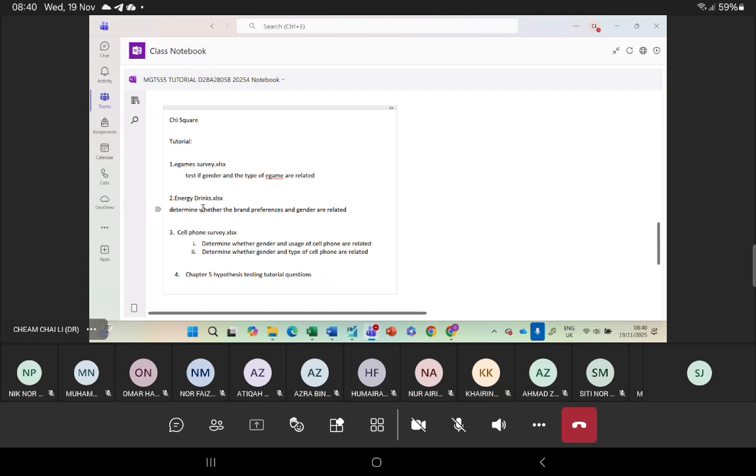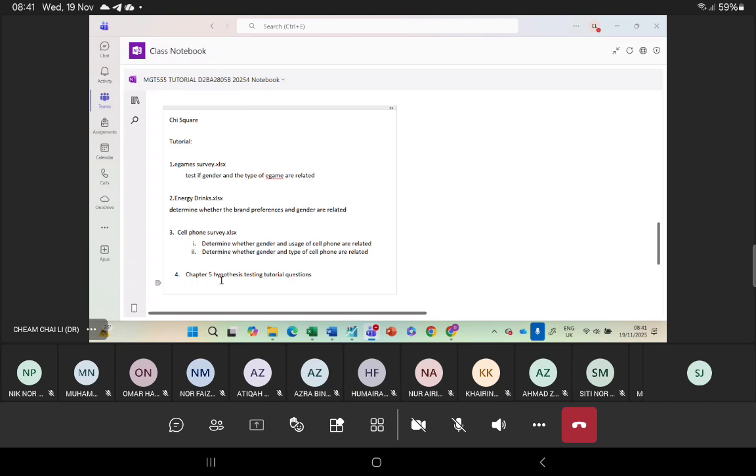Okay, for question number 2, determine whether the brand preferences and gender are related. So di sini, energy drinks, there are three brand preferences. Ada A, B, C, and then we want to see whether gender, for example, male will prefer a certain brand of energy drink. So whether these two are related. So yang kita perlu check.